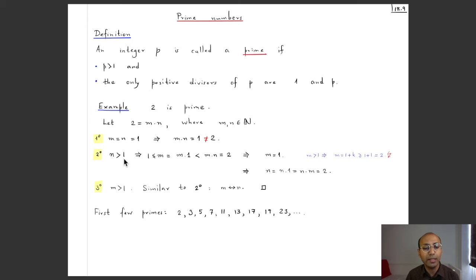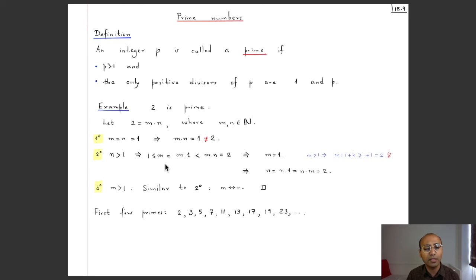Let's suppose that n is strictly bigger than 1. Then since n is strictly bigger than 1, if I multiply both sides by the positive integer m, the inequality is preserved, but m times 1 is m, which is bigger than or equal to 1, and m times n is 2, that's our assumption. So we have got this integer m, which is bigger than or equal to 1 and strictly less than 2.